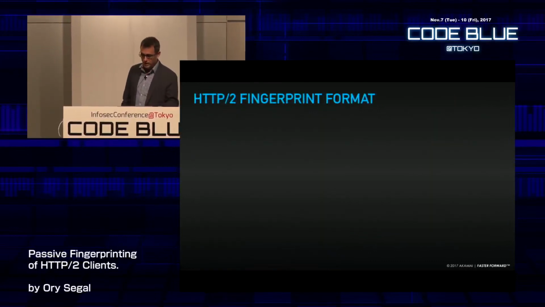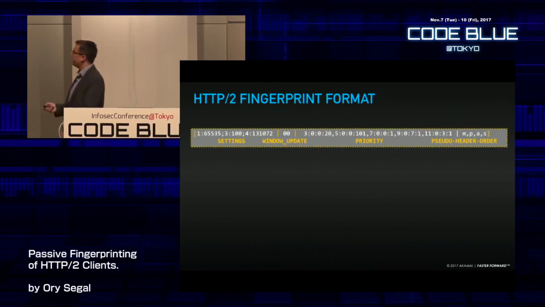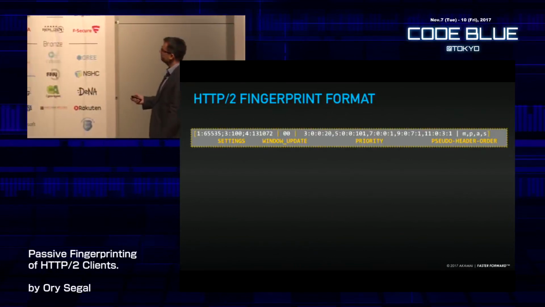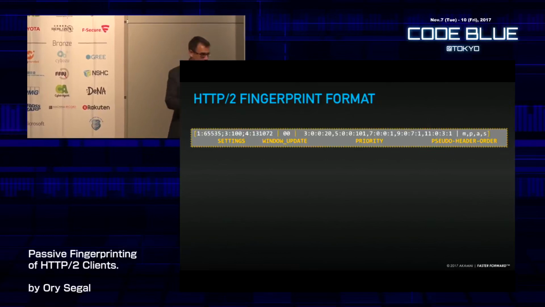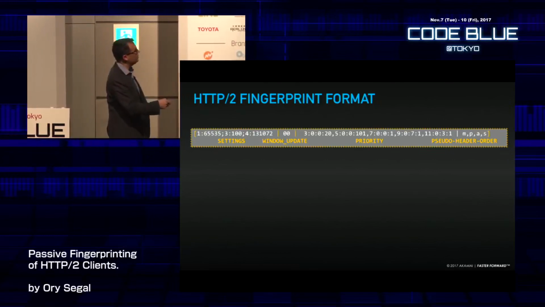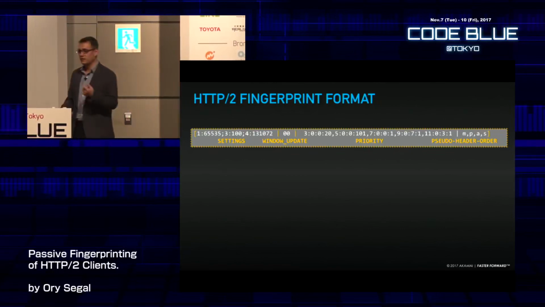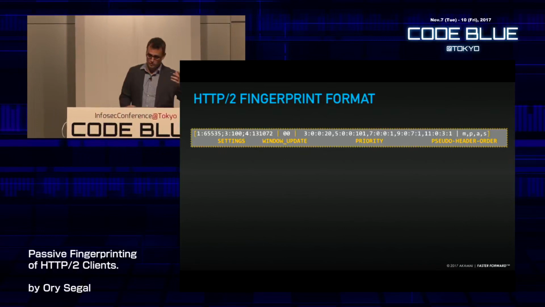So where are we with the fingerprint format? We have the settings in the beginning, pipe, the window update, pipe, the priority part, I'm going to go to that soon, the priority part, and then the pseudo headers encoded as a single character. So method, authority, the path, and the scheme.